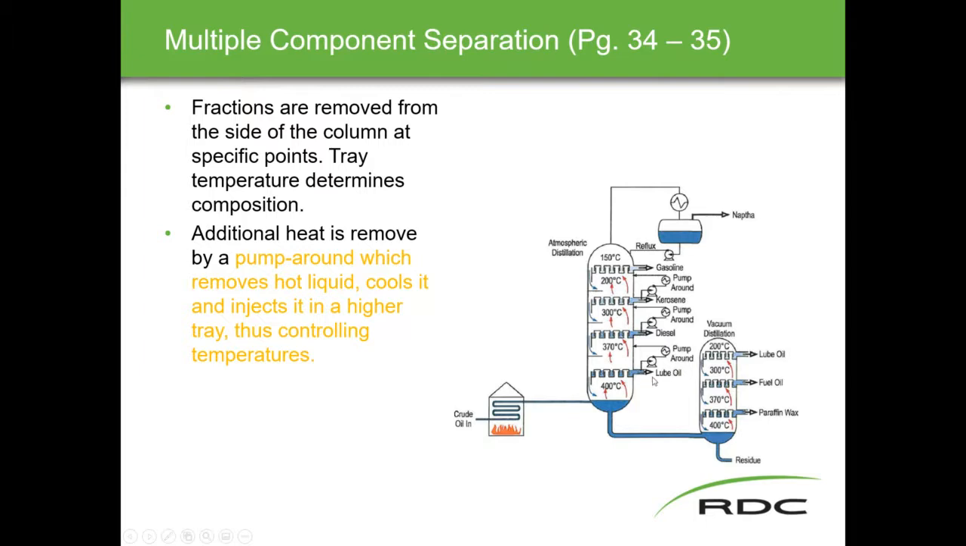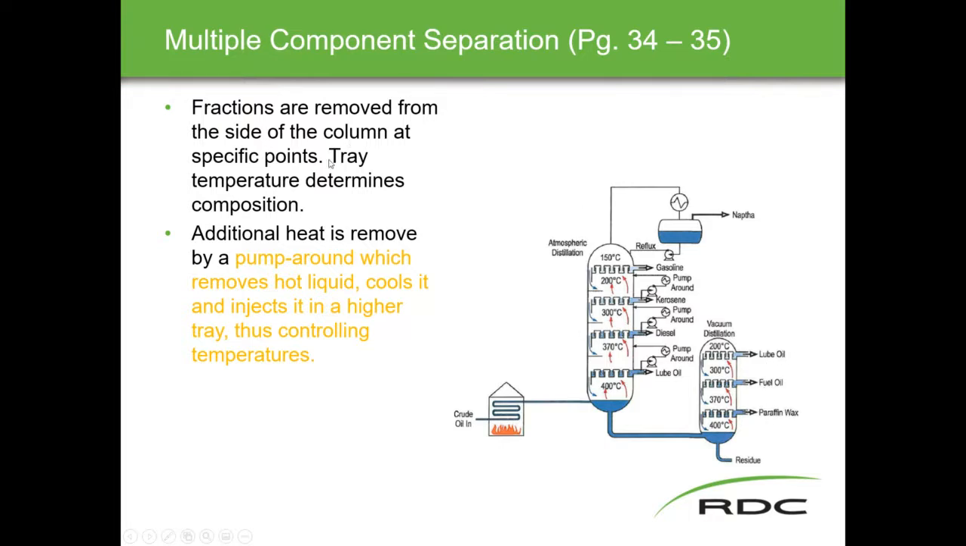Then you take the stuff that comes off the very bottom, the stuff that doesn't vaporize at 400 degrees. If we turned up the temperature more, it would burn. That would be bad. We talked about this in third year. So we pump it off to a vacuum column, which can boil things at a lower temperature. And then we can strip our bottom products into heavier, light heavies, if you want to call them light heavies, over here. Long story short.